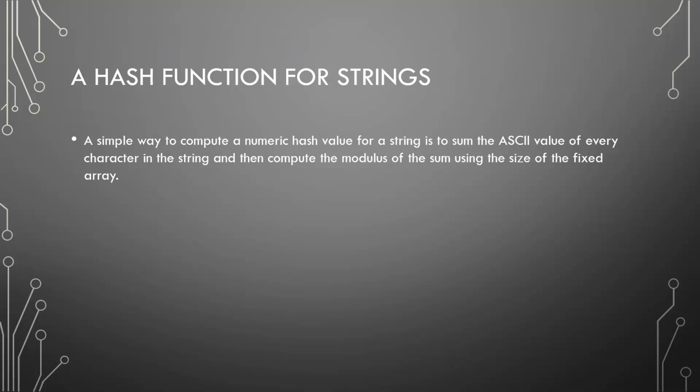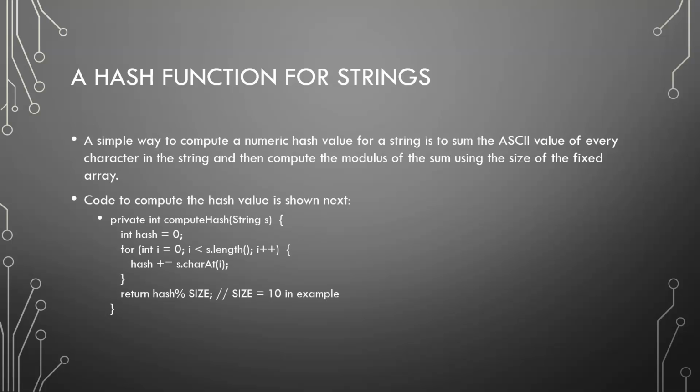So a simple way to compute a numeric hash value for a string is to sum the ASCII value of every character in the string, and then compute the modulus of the sum using the size of the fixed array. So, for example, we can say private int computeHash(String s): int hash equals 0, for i equals 0, i is less than s.length, i++, hash += s.charAt(i). So we're adding the character, and then return hash mod size, or in our example, remember size was 10.